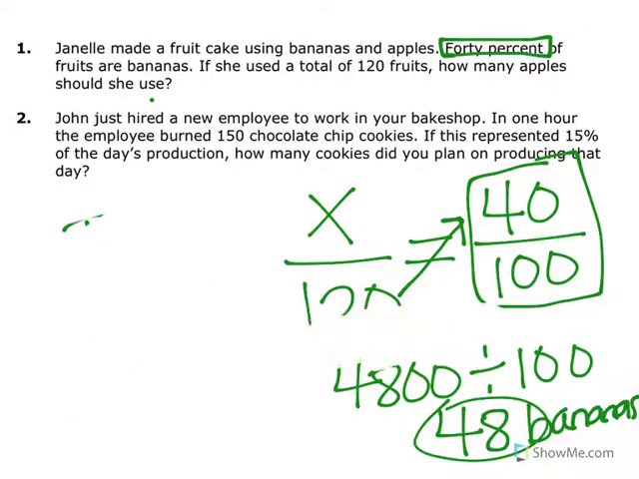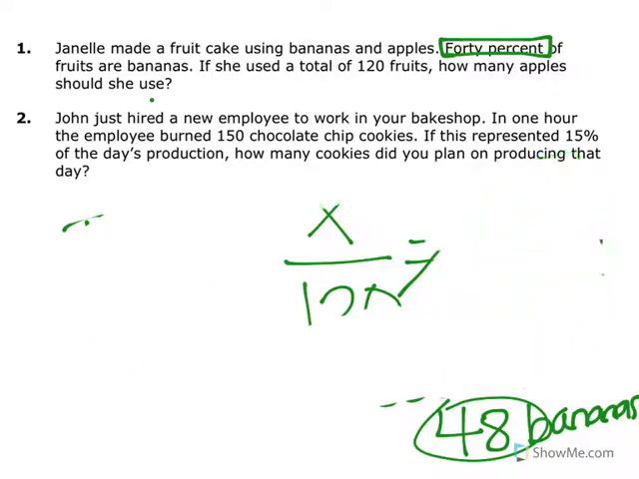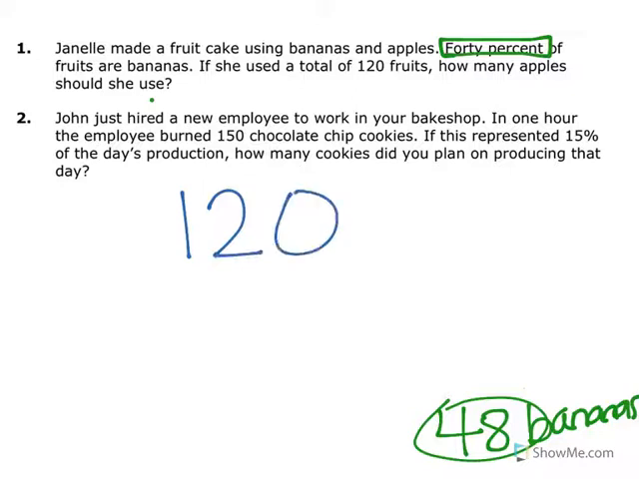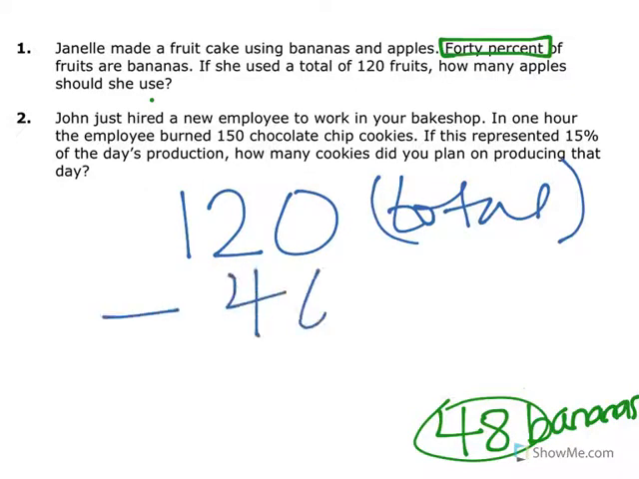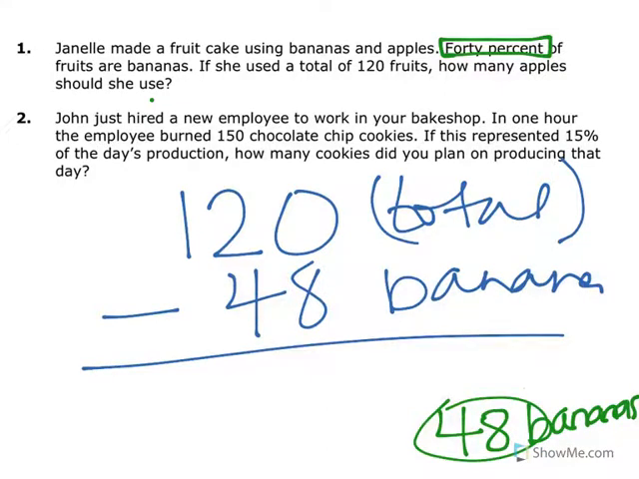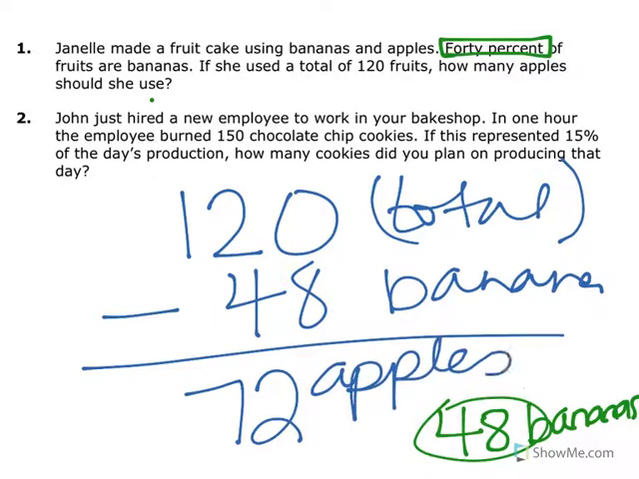All right, so we know there's 48 bananas, and we know that there's 120 total fruits. So we're going to take our 120 total, and we're going to take away our 48 bananas, and that's going to leave behind how many apples we have. So 120 minus 48 gives us 72 apples. All right, so our question asks how many apples. So we have 72 apples.